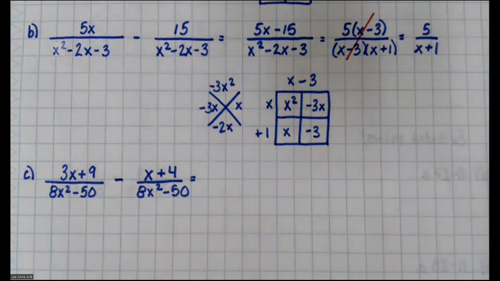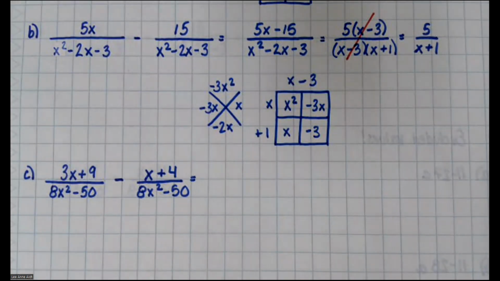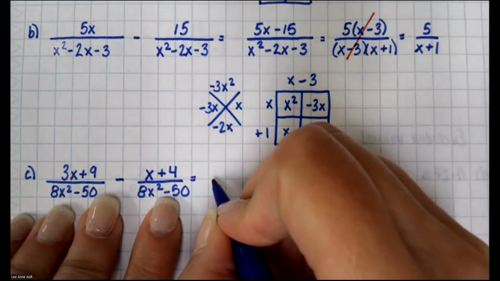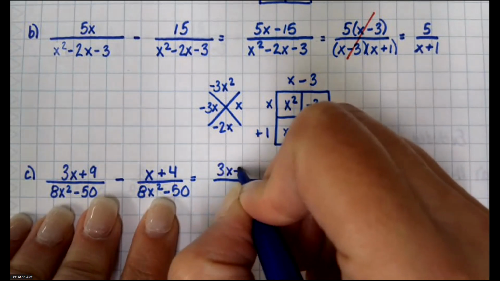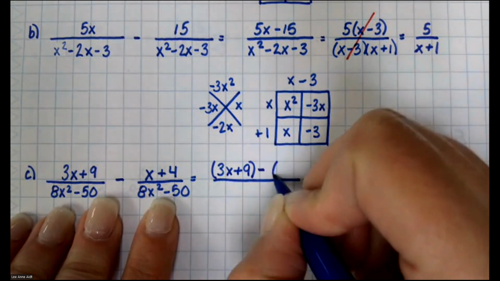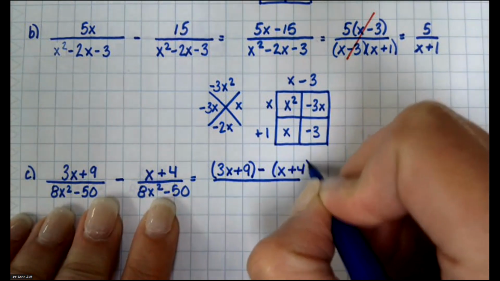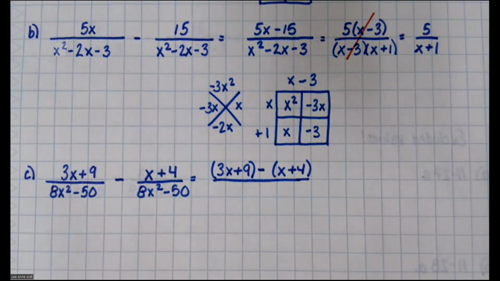Okay. Now for C, we're going to do this one together. There's a couple of spicy details in here. I'm going to use a red pen to point out those spicy details. Okay. So subtract across the top. I added one of the spicy details in there already.